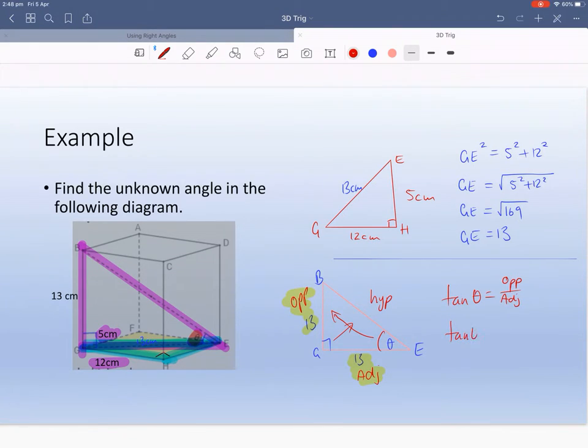So tan theta, the opposite is 13, the adjacent is 13. So therefore theta equals inverse tan of 13 over 13, which is just 1, so theta equals 45 degrees. Okay, so this angle here is 45 degrees. So we've done two 2D triangles to solve our 3D problem. So the main thing in our learning goal is to break down 3D into 2D, and we can do it with either Pythagoras or trigonometry. All right, peace out.